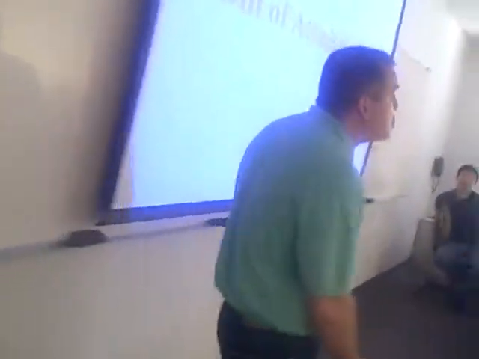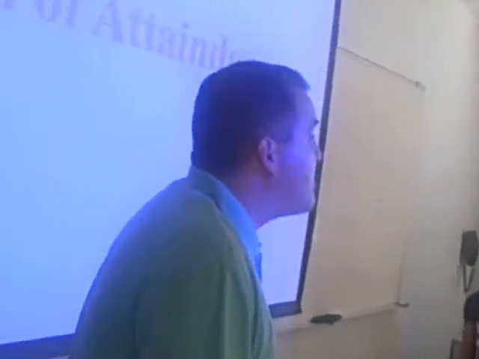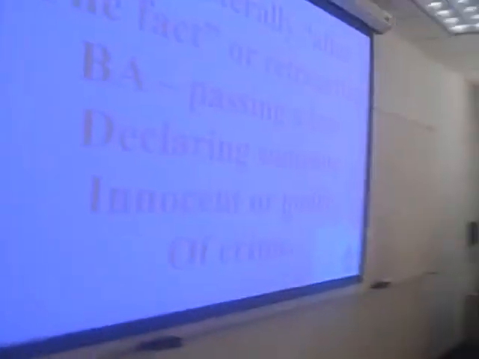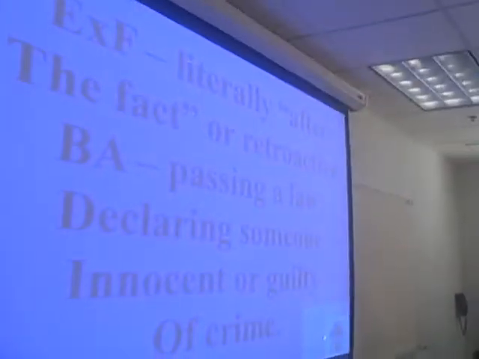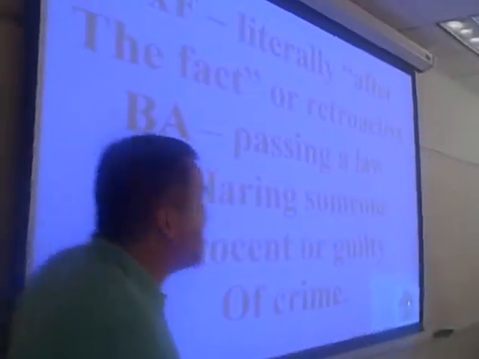First hand I see, what is a bill of attainder? Go ahead. An act of legislative finding a person guilty of treason or felony without trial. Without trial. If Congress passes a law and you do not get a trial, that is prohibited under Article 1, Section 9. It is not legal. And you see, literally after the fact or retroactive, it's not allowed. Passing a law declaring someone innocent or guilty of a crime.